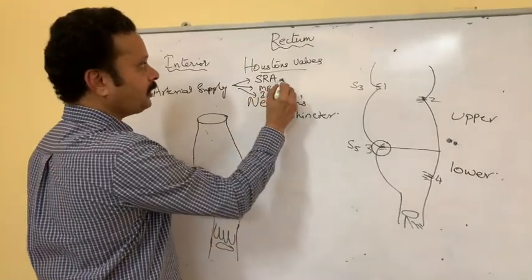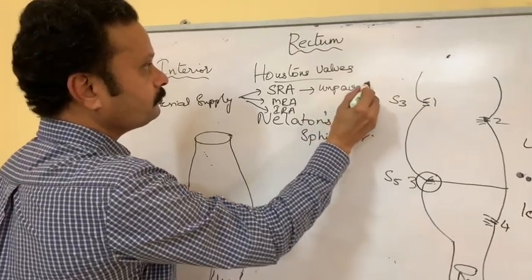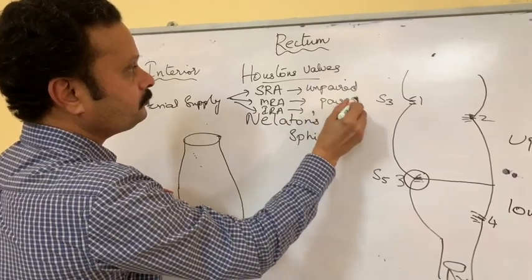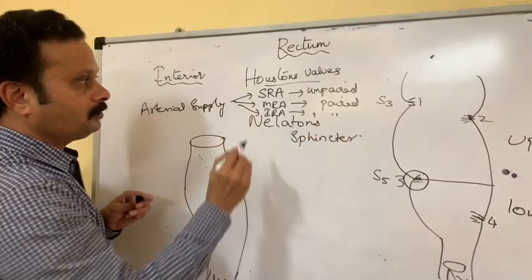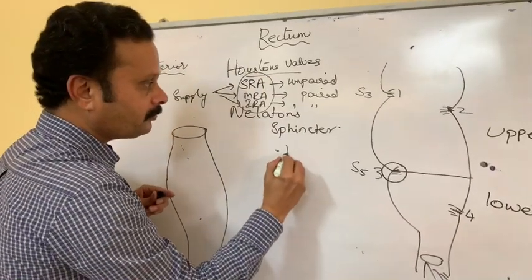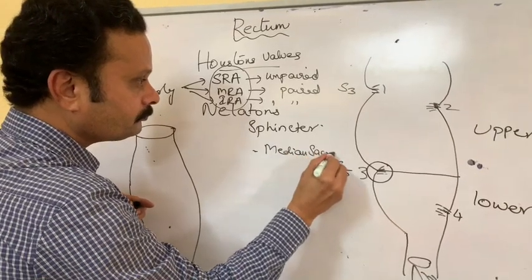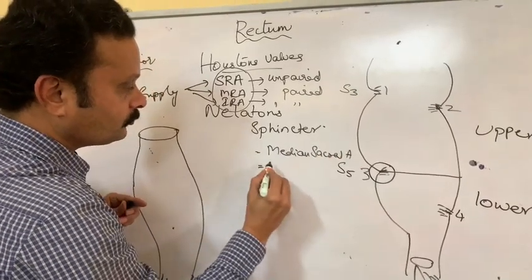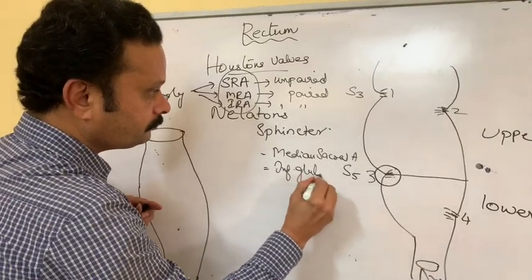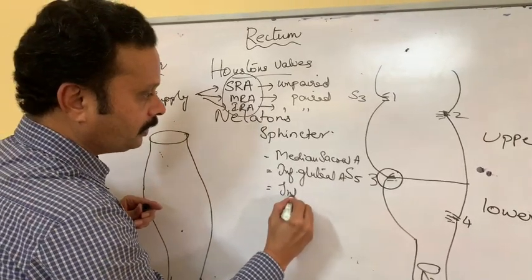The superior rectal artery is unpaired, and the middle rectal and inferior rectal arteries are paired. Not only these arteries, it is also supplied by median sacral artery, inferior gluteal artery, and internal pudendal arteries.